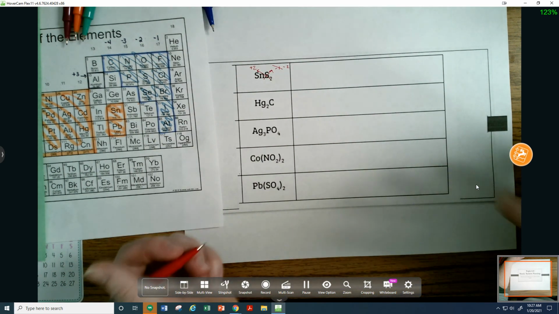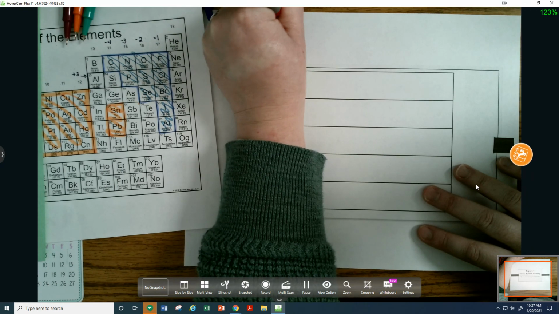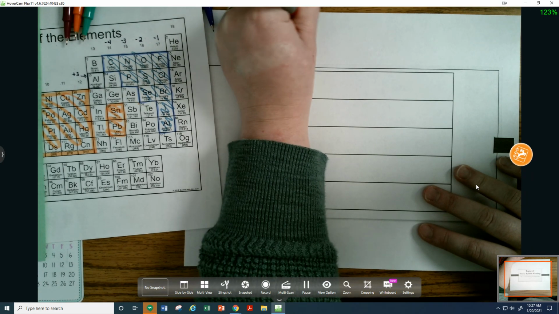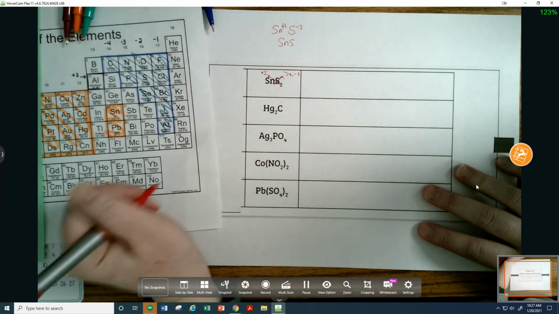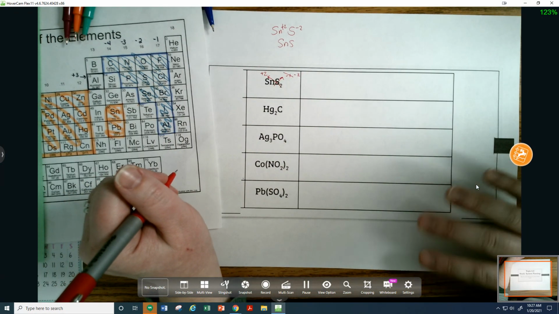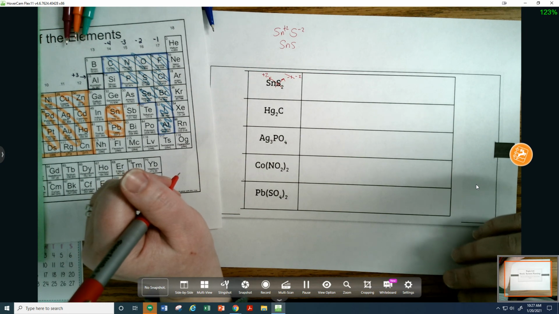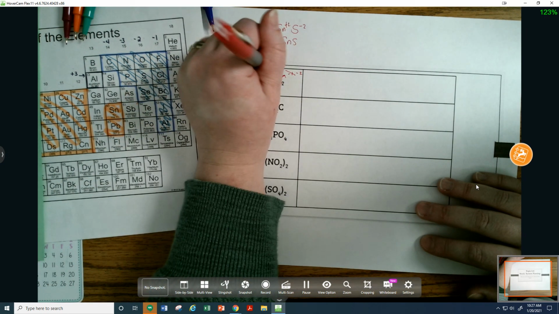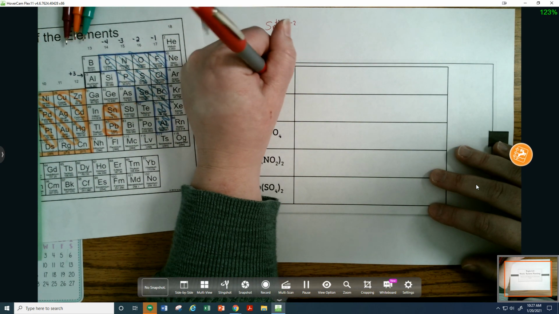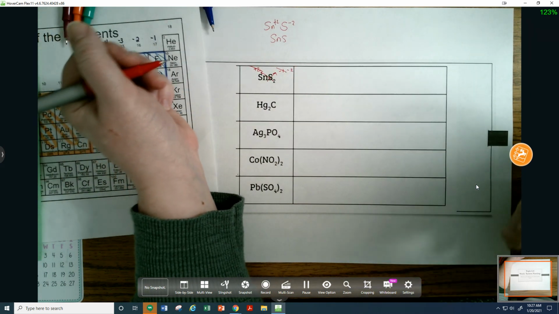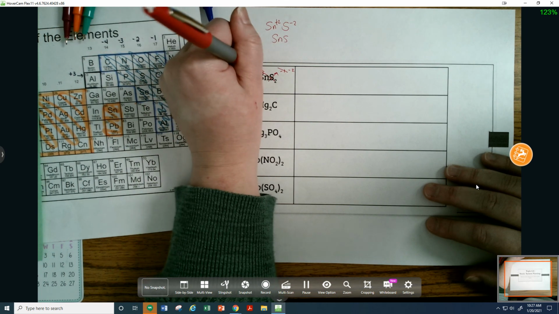Well, if I keep it like I have it, +2, -2, my formula would just be SnS. That is not what I have. So that means that something had to simplify. So tin cannot be a +2. What could I have crossed down with the sulfur that would simplify out that -2?